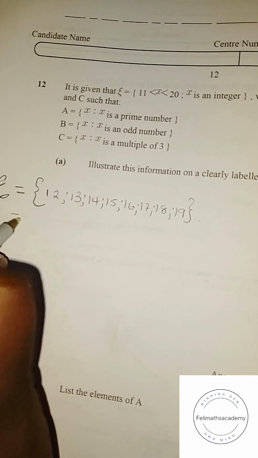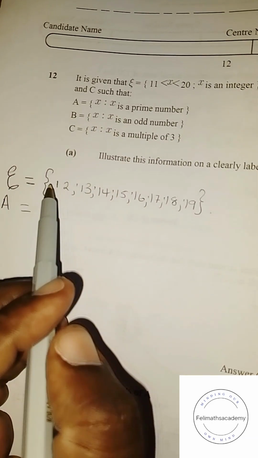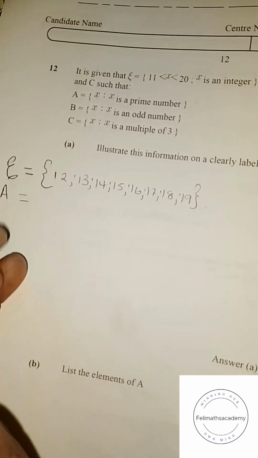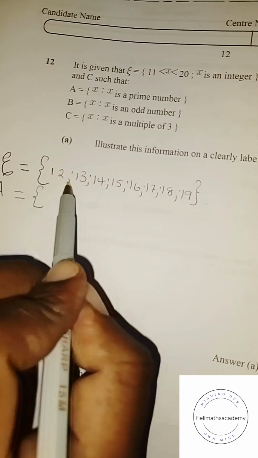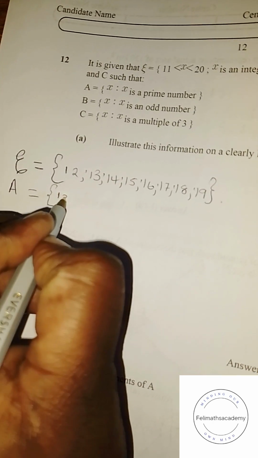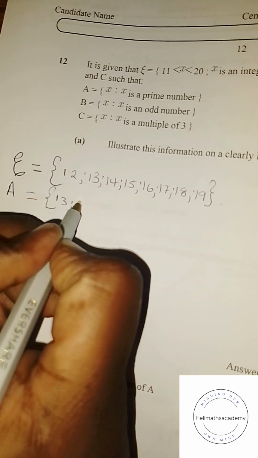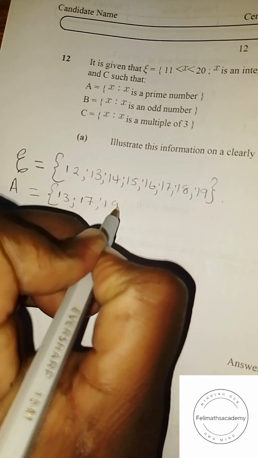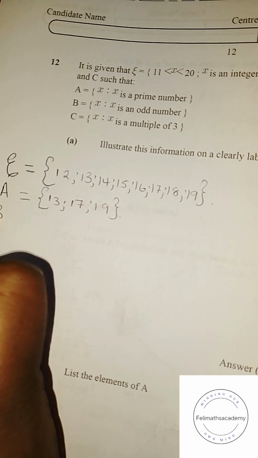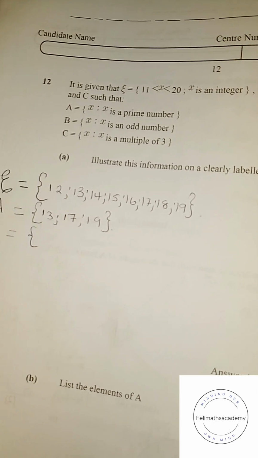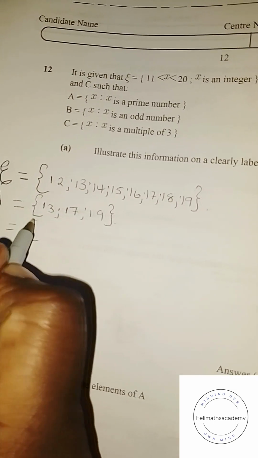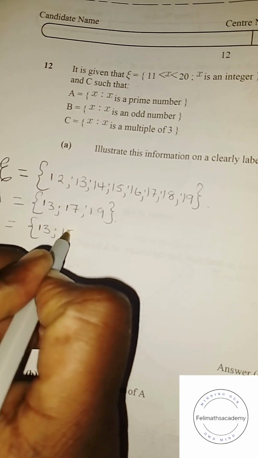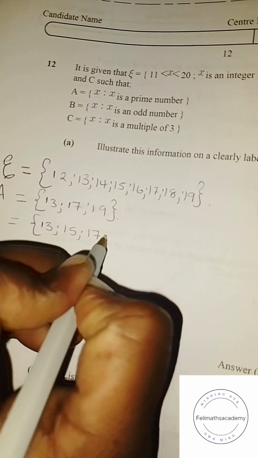Then set A is equal to the set of prime numbers. So we write down our prime numbers from the universal set. So it's 13, 17, and 19. Then set B. Set B is equal to the set of x such that x is an odd number. So we are writing odd numbers 13, 15, 17, 19.